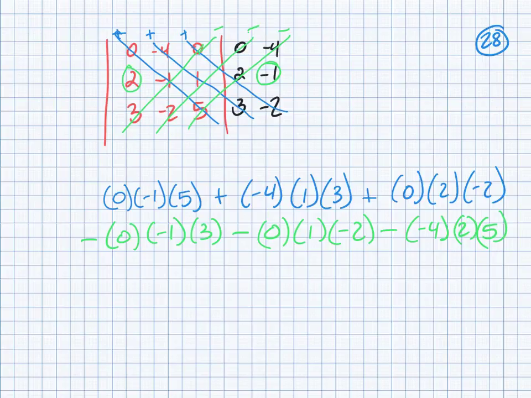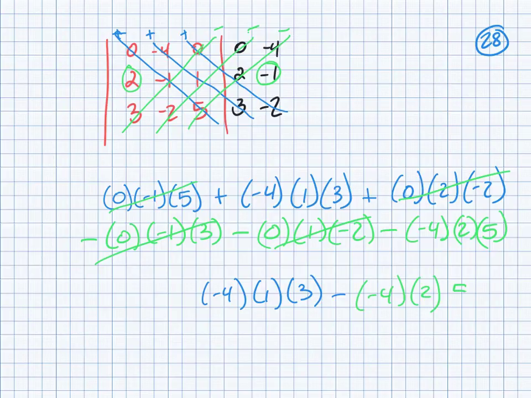If you're smart, anything with a 0 is going to bite the dust because 0 times anything is 0. So you don't really have to key those in your calculator, okay? So basically what you have to put in your calculator is negative 4, 1, 3 minus negative 4, 2, and 5. And everybody put that in and see if you get 28.